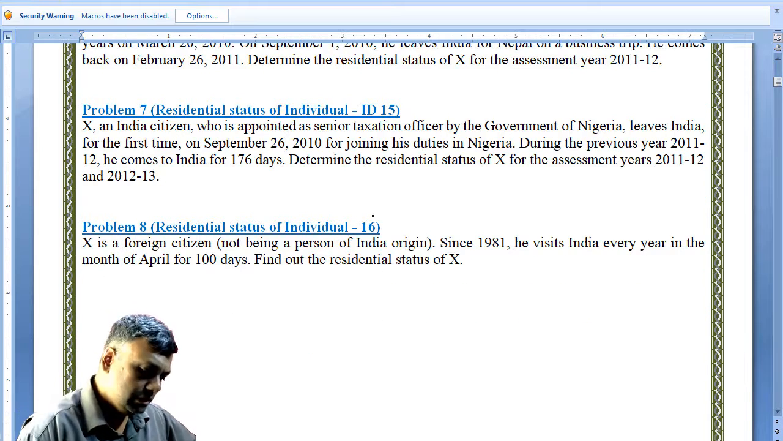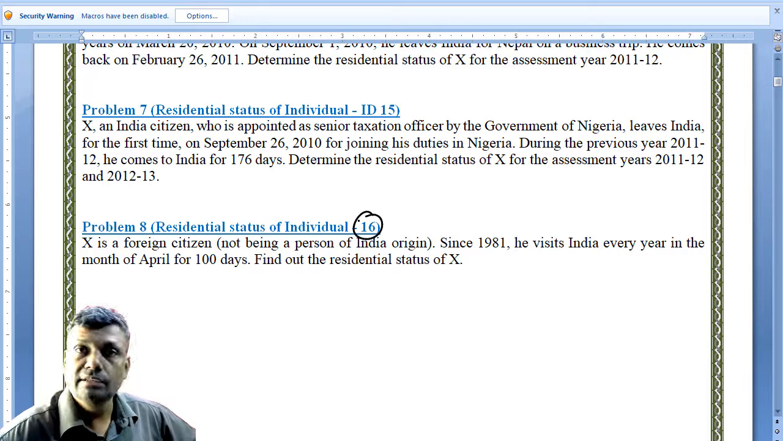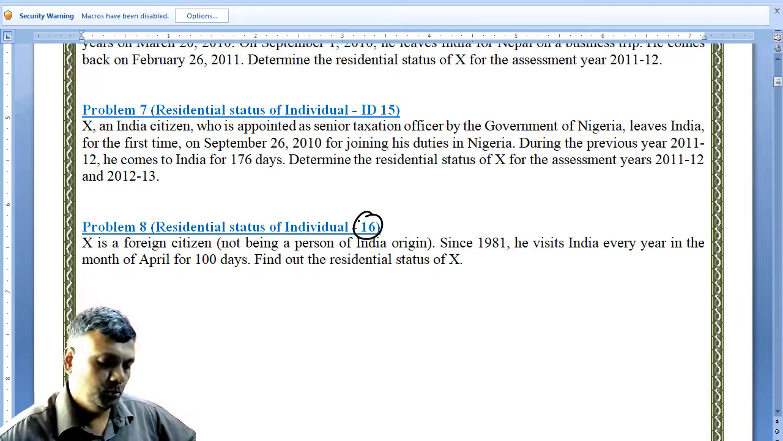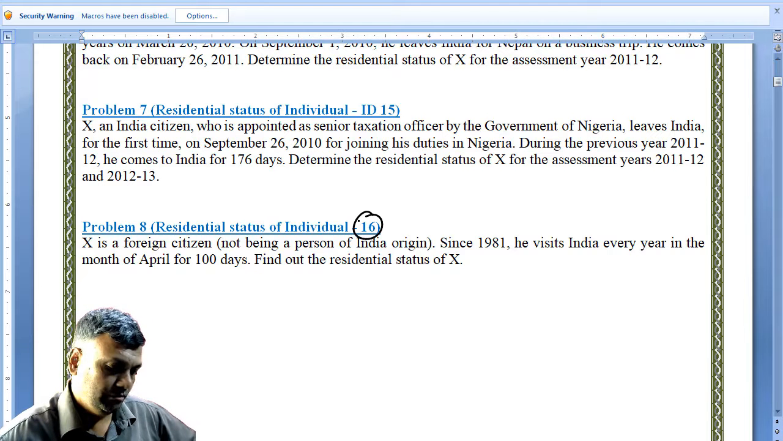Question ID number 16. Let me read the question, friends. X is a foreign citizen, not being a person of Indian origin. Since 1981, he visits India every year in the month of April for 100 days. Find out the residential status of X.